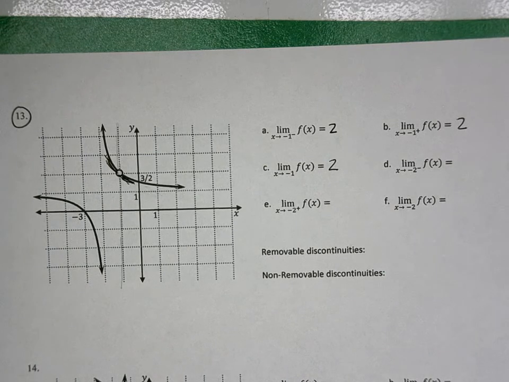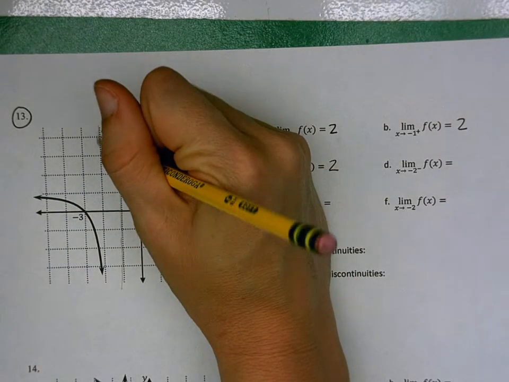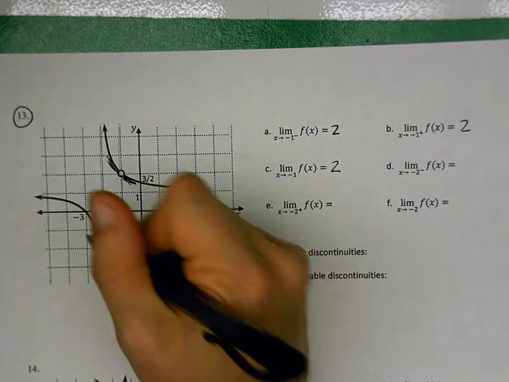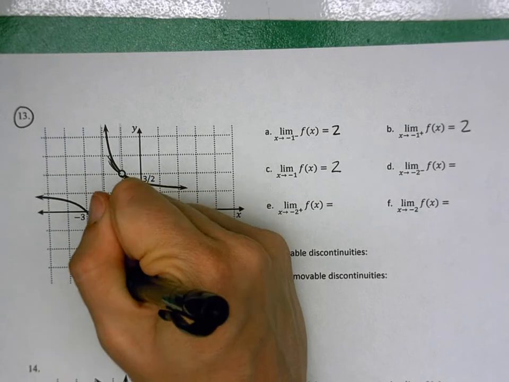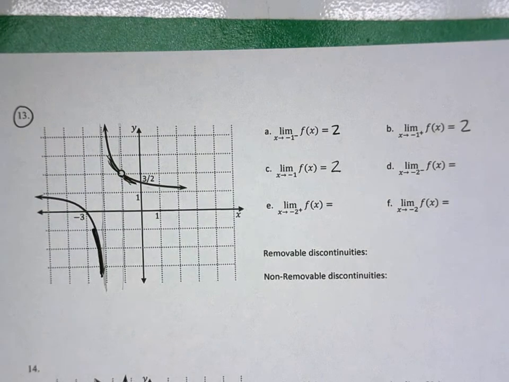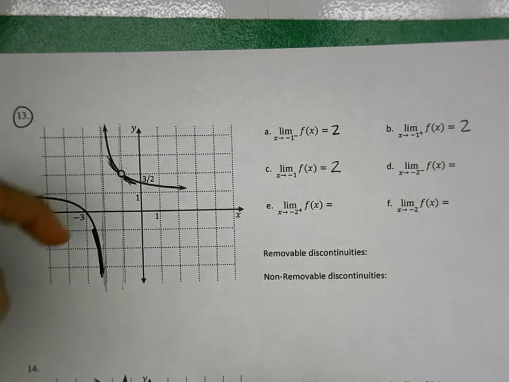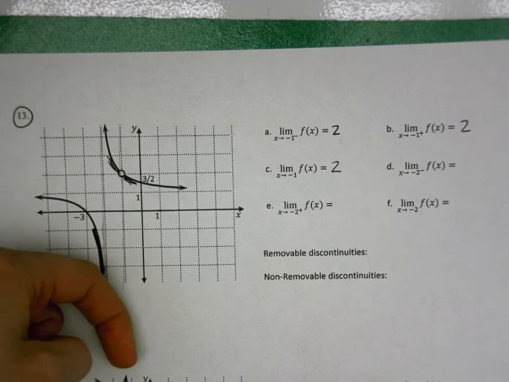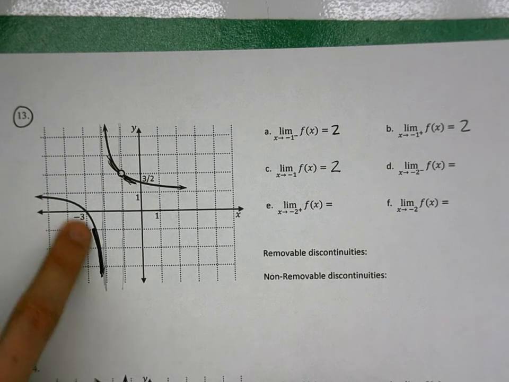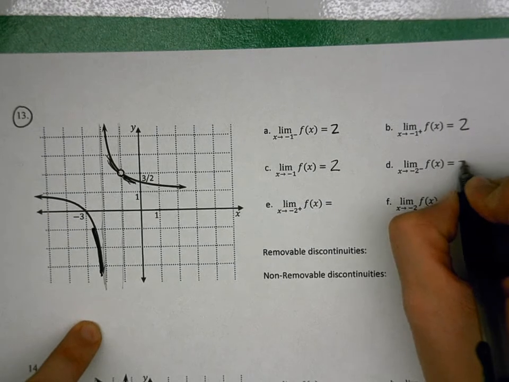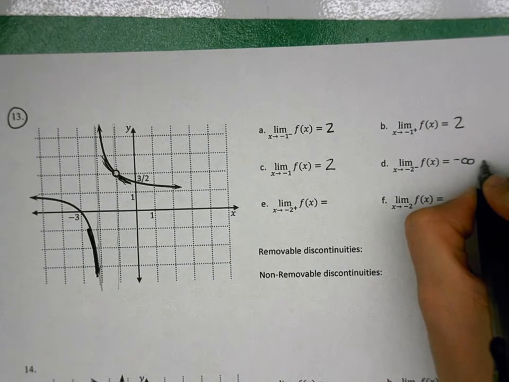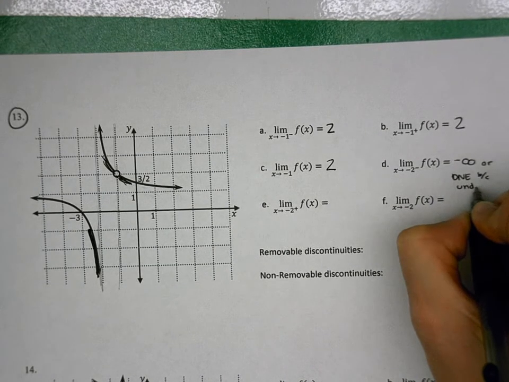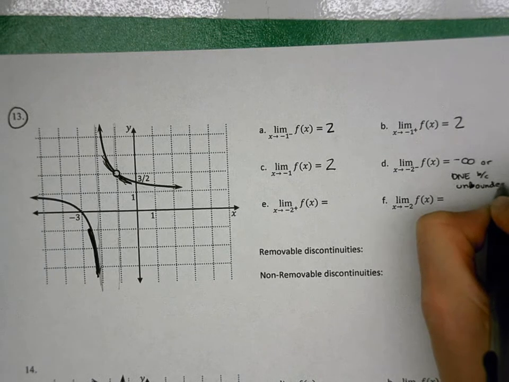Okay, D, -2 from the left. So here's x equals -2. Approaching -2 from the left. So we're starting here, going this way, getting closer and closer to touching x equals -2 from the left. What y value does it look like I'm going to touch as I get closer and closer to -2 from the left? Well, the y value it looks like I'm going to touch is -infinity, or does not exist because unbounded. So it approaches -infinity or does not exist because unbounded.